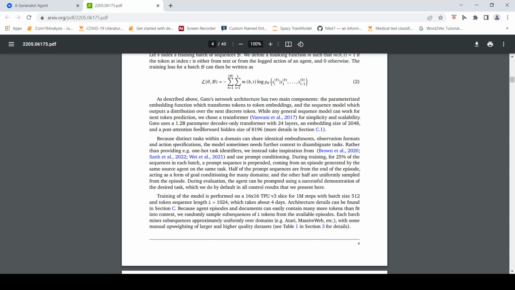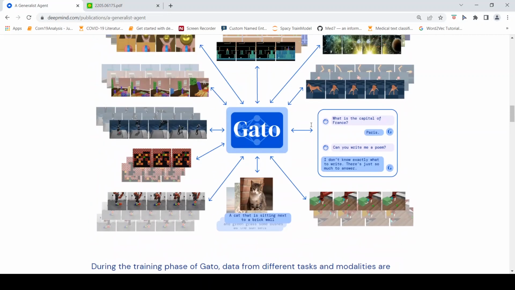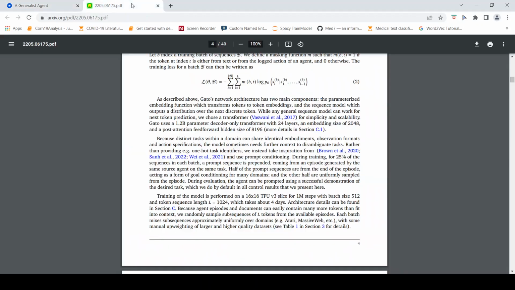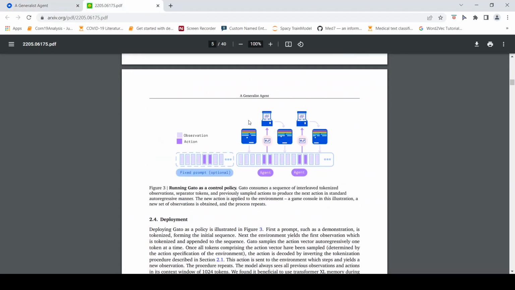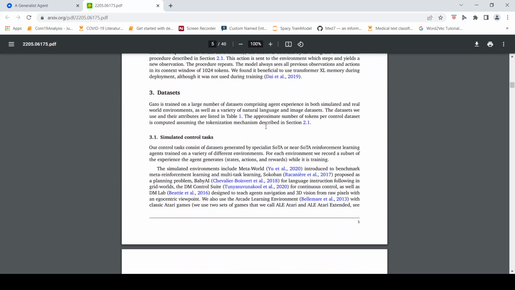And what is the size of this model? It's a 1.2 billion parameter decoder-only transformer with 24 layers, an embedding size of 2048, and a post-attention feed-forward hidden size of 8196. So they are using a transformer model, and this entire Gato is a 1.2 billion parameter transformer model. Details are given over here about how deployment is done and other things.